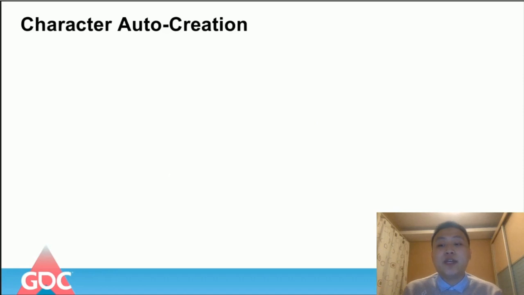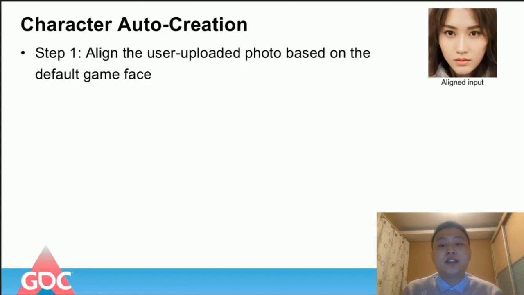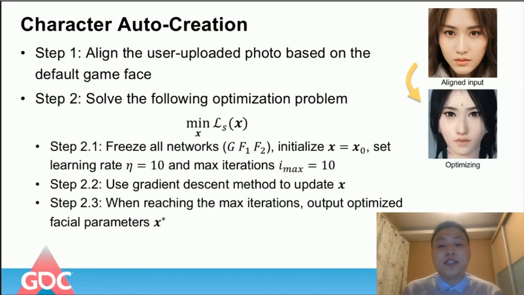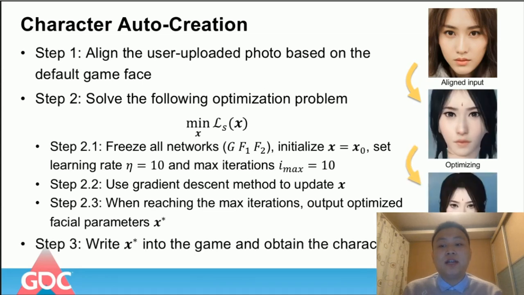In summary, we create a character through three steps. Firstly, we align the user uploaded photo based on the default game face, which will be helpful for comparing the features pixel by pixel. Secondly, we freeze all three networks in our method and solve the optimization problem that we defined previously. This will maximize the facial similarity between the input photo and the created character. The iterative process can be seen in the GIF on the right. Finally, we can write the optimized parameters in the game, and then we get a character that looks like the input photo.